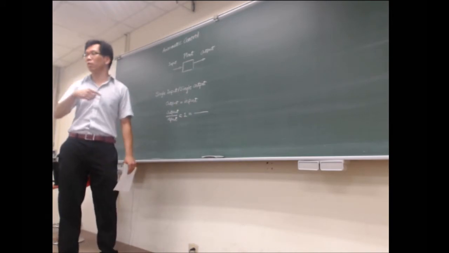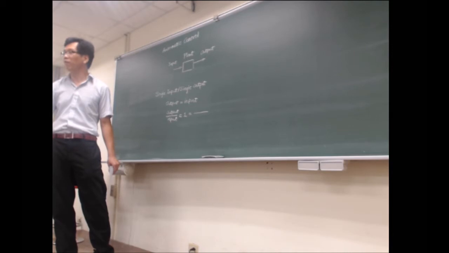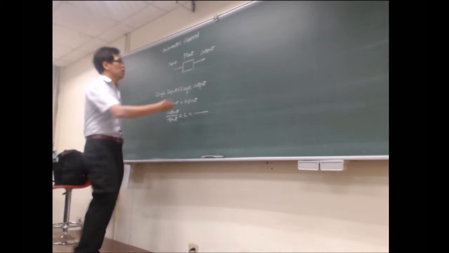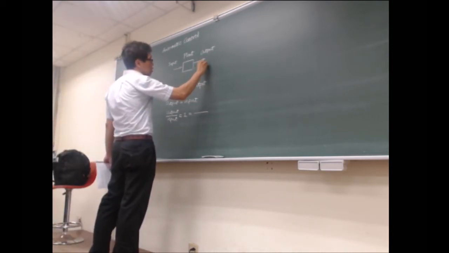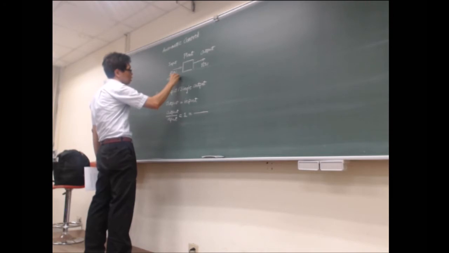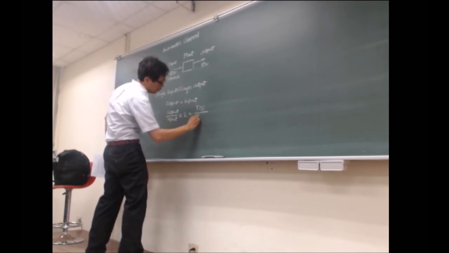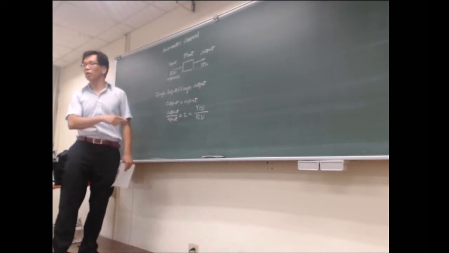Normally, when we are dealing with control system, we do Laplace transform. So when we have a Laplace transform, every variable is in terms of s. So I got my y of s. I got my r of s. This means reference. My y of s over r of s equals to 1.